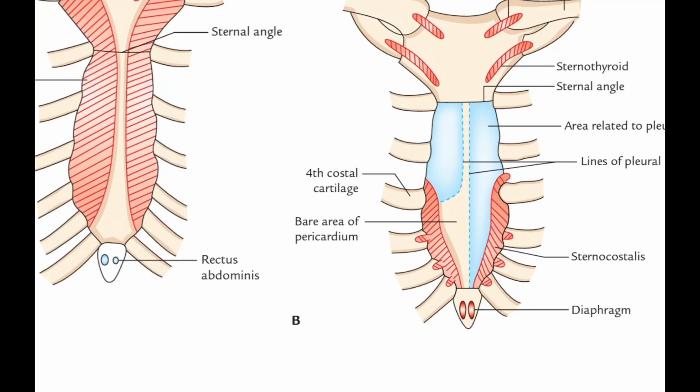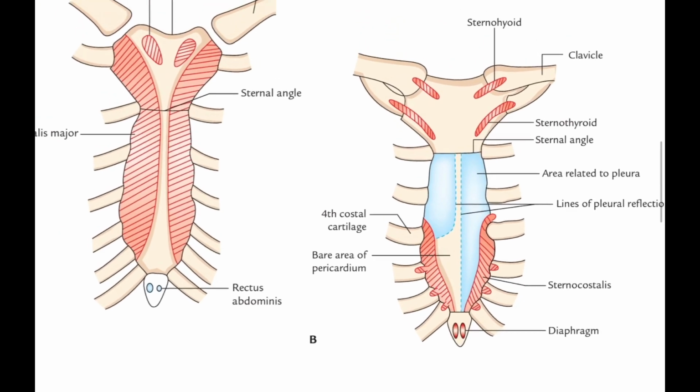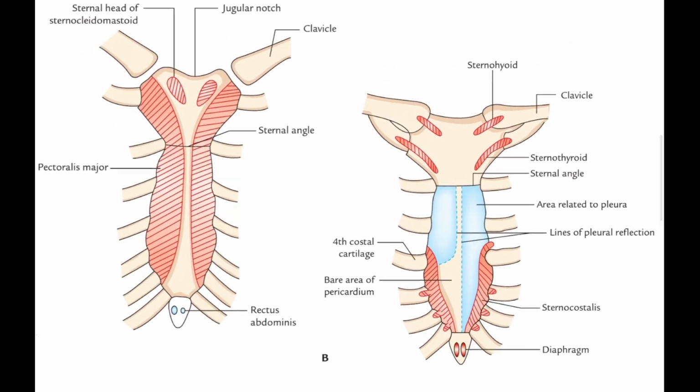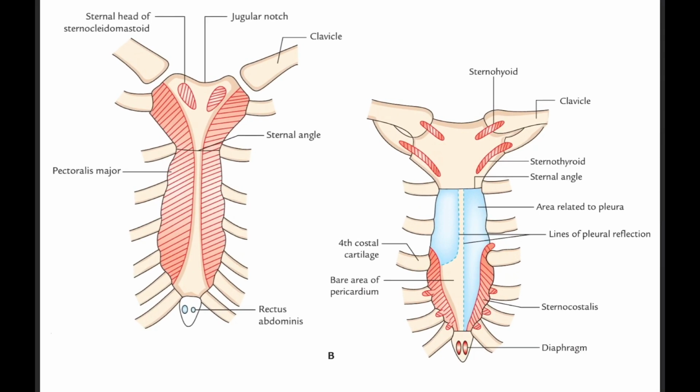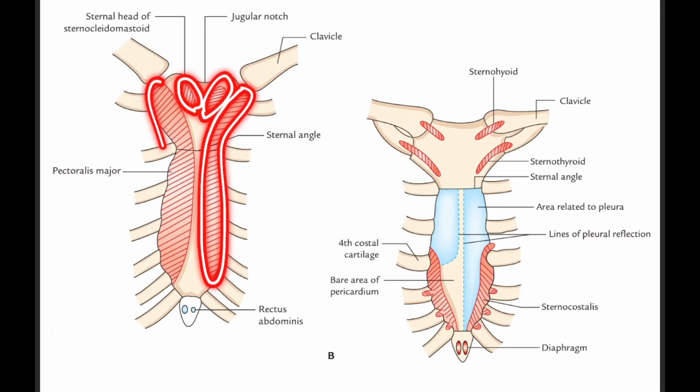You need to memorize the muscles attached on the anterior surface of the sternum and also the muscles attached on the posterior surface of the sternum. I will explain it again. Just an overview. The anterior surface of the sternum has three muscles. The first muscle is the sternal head of the sternocleidomastoid muscle. The second one is the pectoralis major muscle.